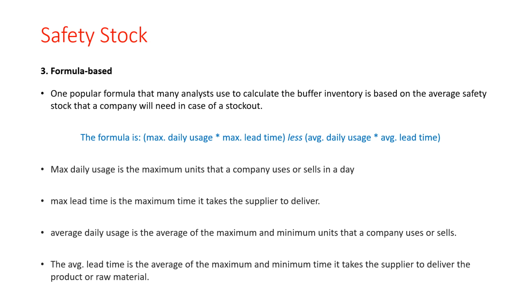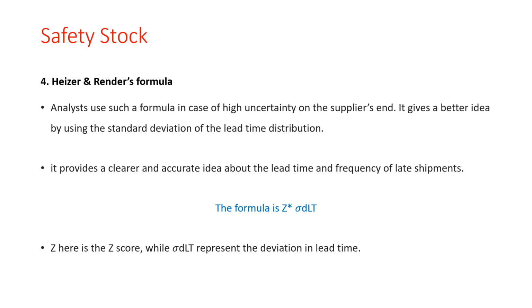Then the fourth method is the Heizer and Render's formula. Analysts use such a formula in case of high uncertainty on the supplier end. It gives a better idea by using the standard deviation of the lead time distribution. And it also provides a clearer and more accurate idea about the lead time and frequency of late shipments.